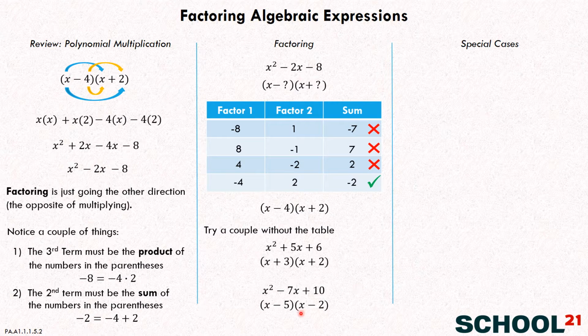And we could see that minus 5x and minus 2x will be that negative 7x, and a minus 5 times a minus 2 is 10. Make sense? Okay, good. So now let's look at just a couple of special cases over here.